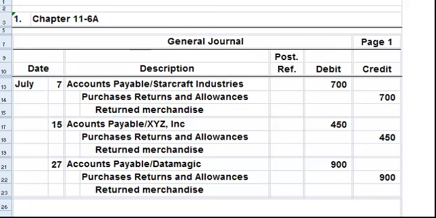And then same idea on the 27th, we returned merchandise to Data Magic for $900. We're going to debit or decrease the accounts payable account and the Data Magic accounts payable ledger account for the $900 that we don't owe them because we gave them back the merchandise, and then we're going to credit our purchases, returns, and allowances for the $900 also.